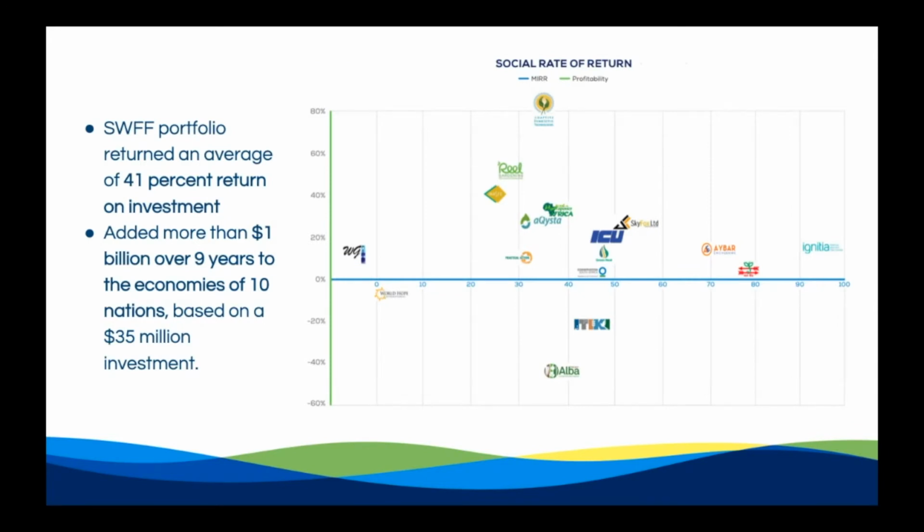Yeah, so the SWFF portfolio, as I said, returned an average of 41% on the investment. It added more than $1 billion in social rate of return over the course of the 9 years in 10 nations, based on a $35 million investment. And the graph on the right shows the profitability is also highly correlated with the return on investment as well. The higher the profitability, the higher the MIRR. Next slide.